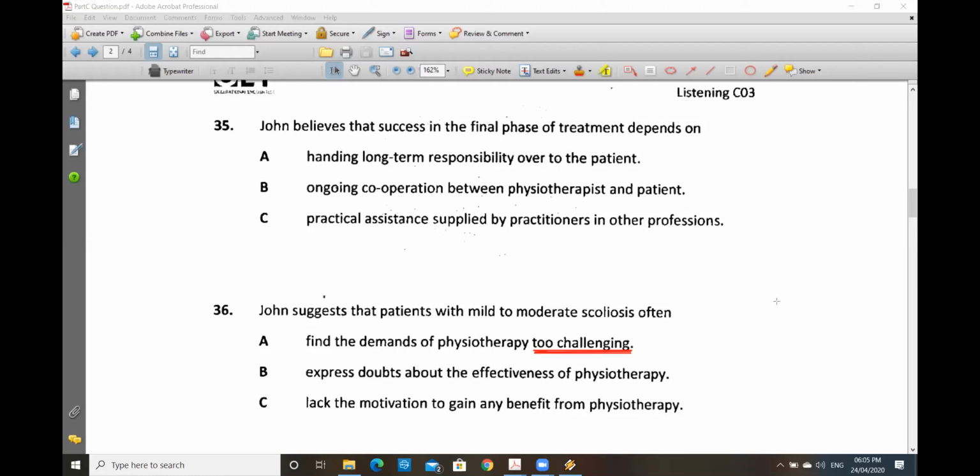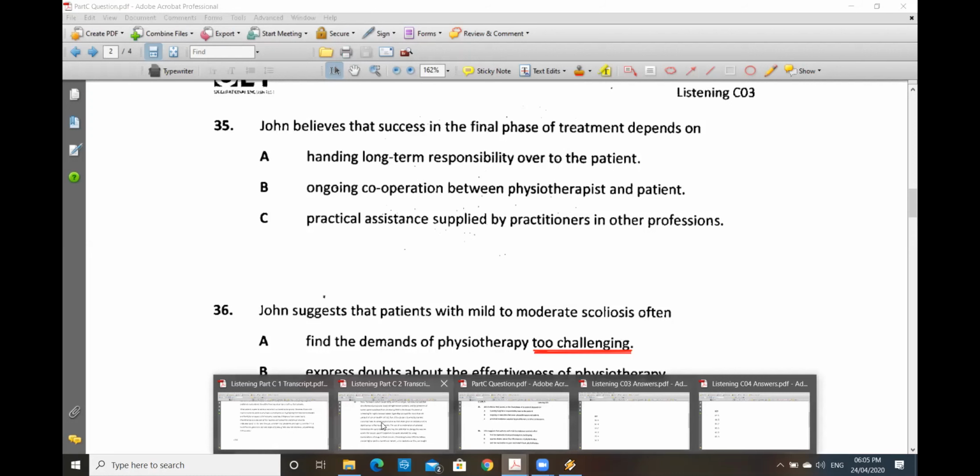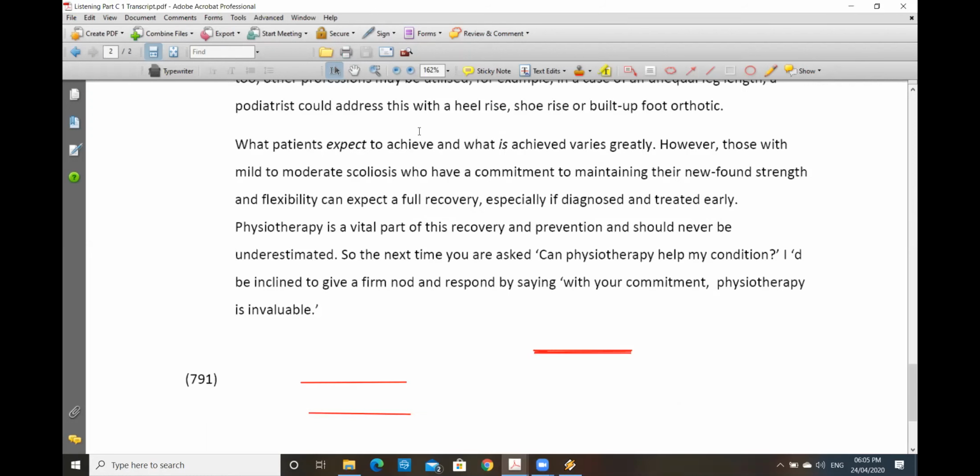Yeah. So here I could see some of you went with C, some of you went with B, but B is the correct answer. Lacking motivation was not clearly coming across. Just one point he made was that if they have a commitment, they can have it, but whether actually they lack commitment is not given. We were trying to find out how people look at physiotherapy. So here you can see the element of doubt that people have about physiotherapy.